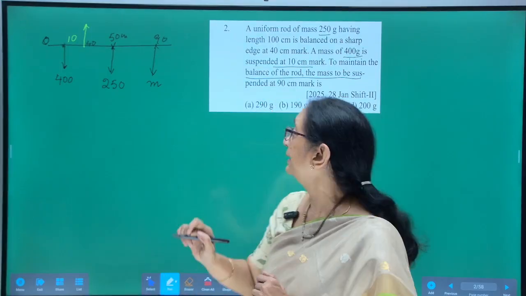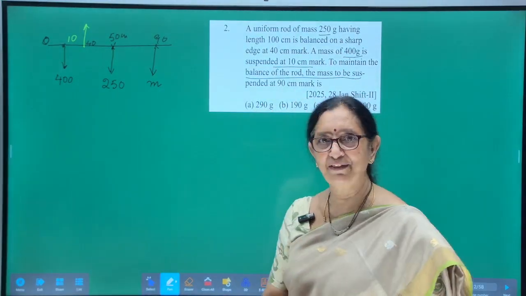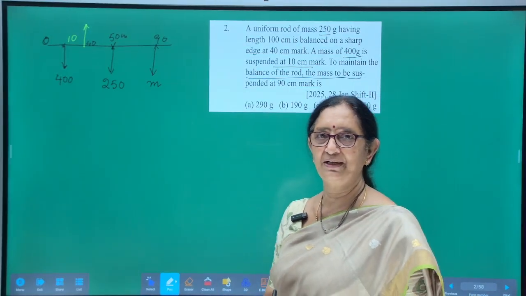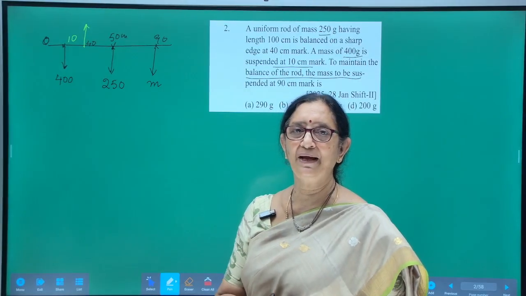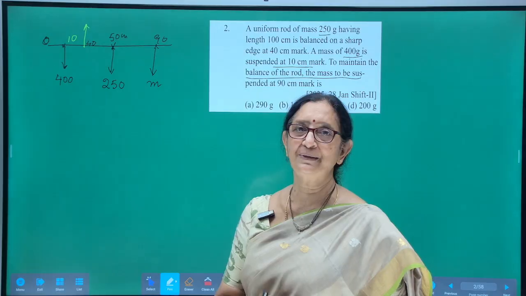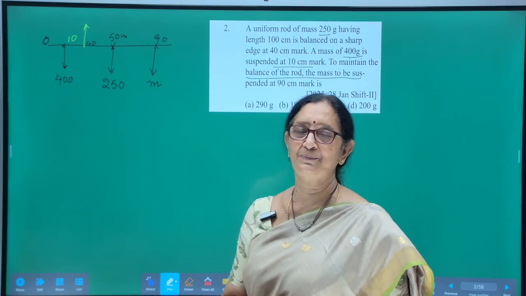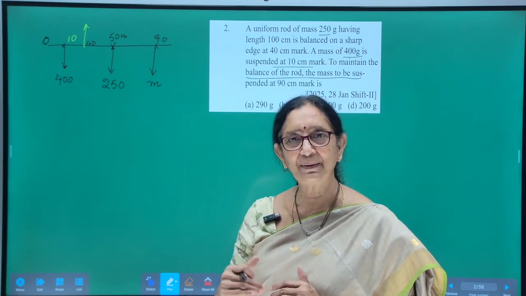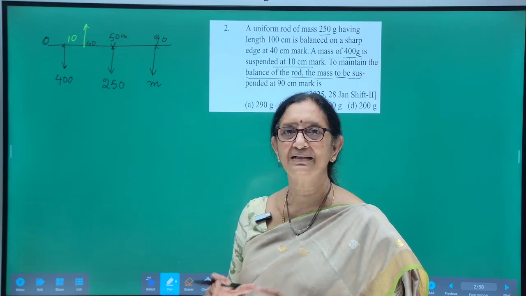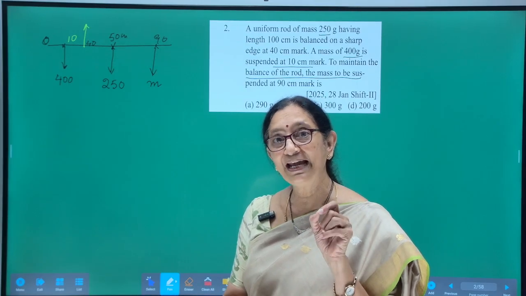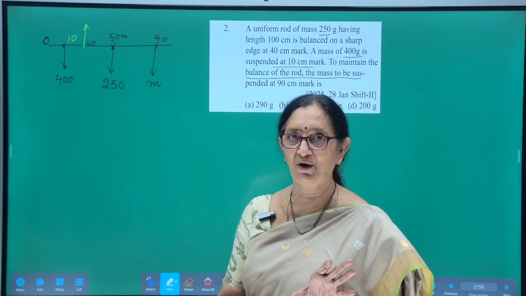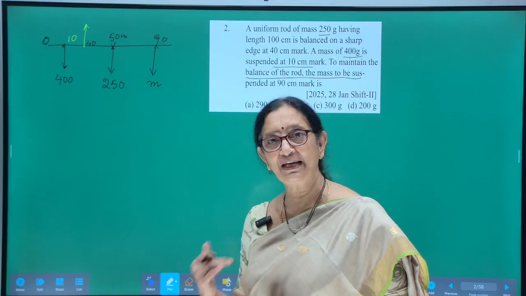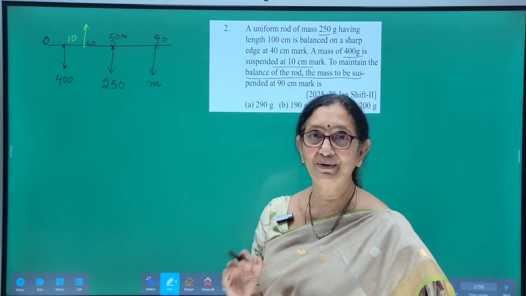See here, to maintain balance of the rod, that means the rod must be in equilibrium position. So, if it is in equilibrium, net force on it must be 0, net torque must be 0. Net force means sum of the upward forces must be equal to sum of the downward forces. Net torque means with any reference point of the rod, the sum of the anti-clockwise moments must be equal to sum of the clockwise moments.